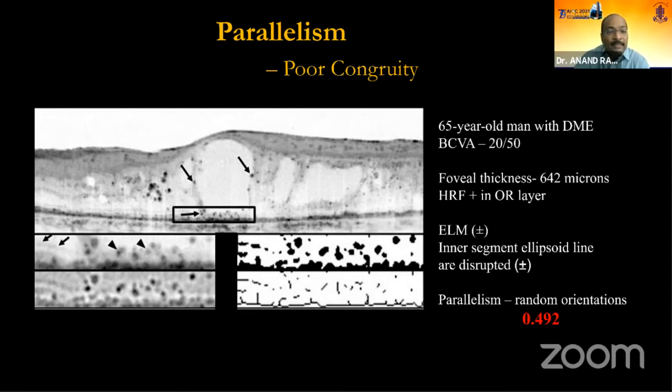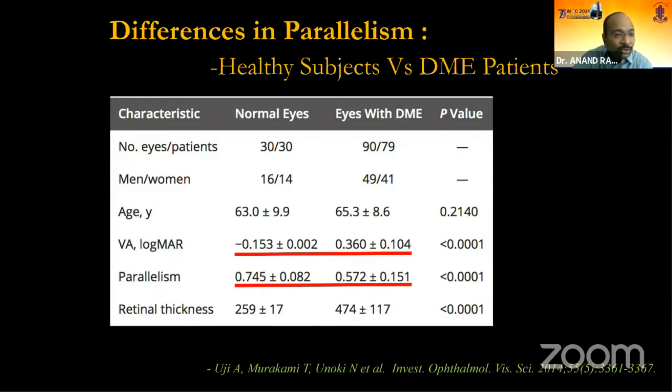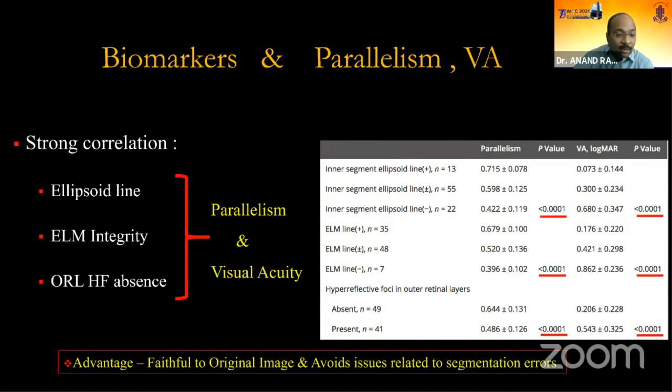So they found that both logMAR acuity and parallelism were significantly reduced in eyes with DME compared to normal eyes. They also found a strong correlation of ellipsoid line and ELM integrity and absence of the outer retinal layer hyperreflective foci with parallelism and visual acuity, as you can see in the graph. One advantage to this technique is it's faithful to the original image and avoids issues related to segmentation errors.